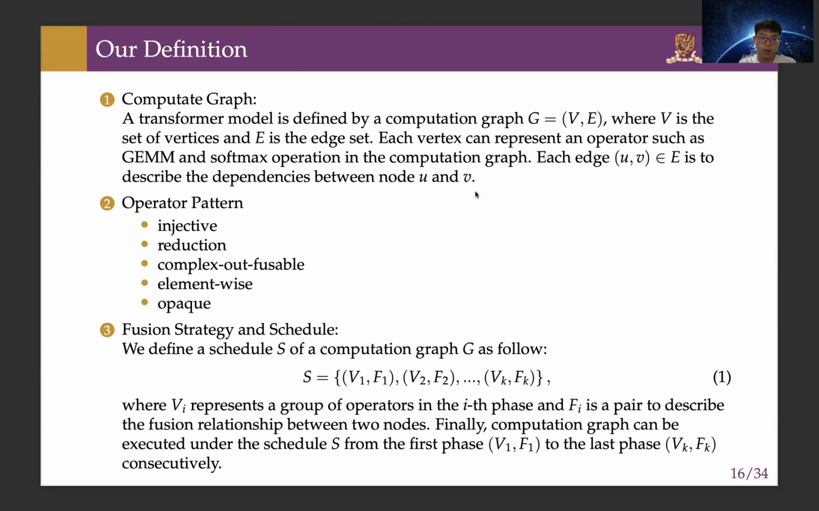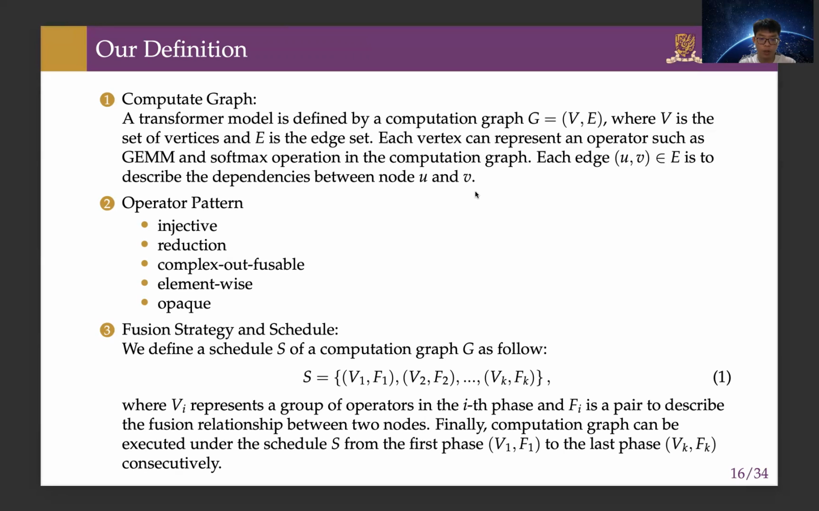The second thing is the operator patterns for each operator. We have five operator types in our work. The first one is the injective type. The second one is the reduction type. The third one is the complex-out-fusible type. The fourth one is the element-wise type. And the fifth one is the opaque type.